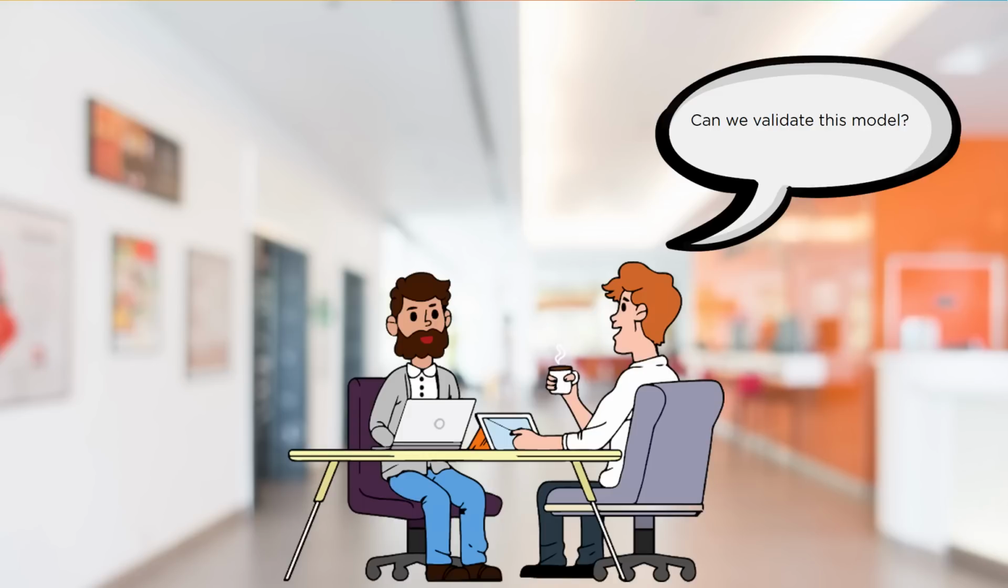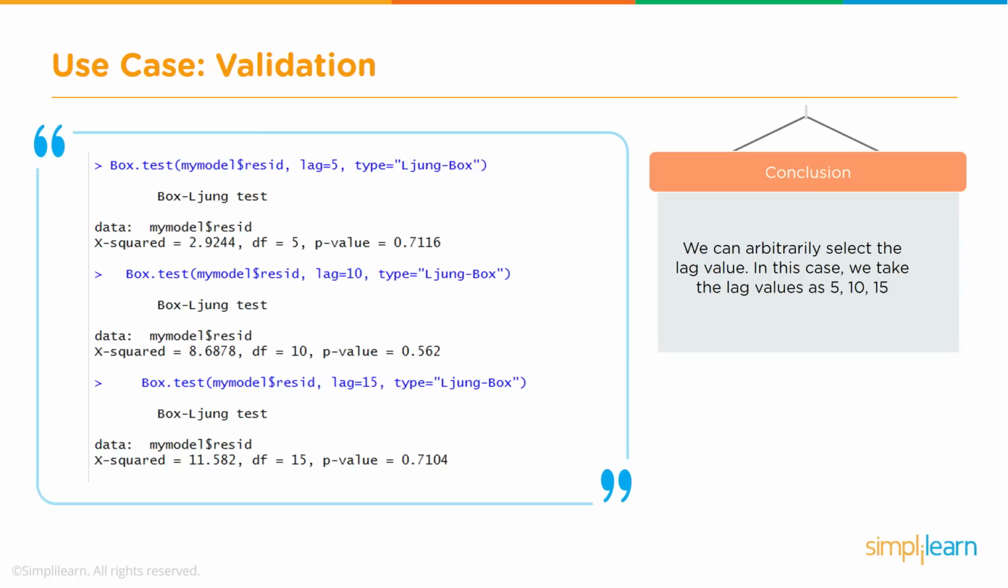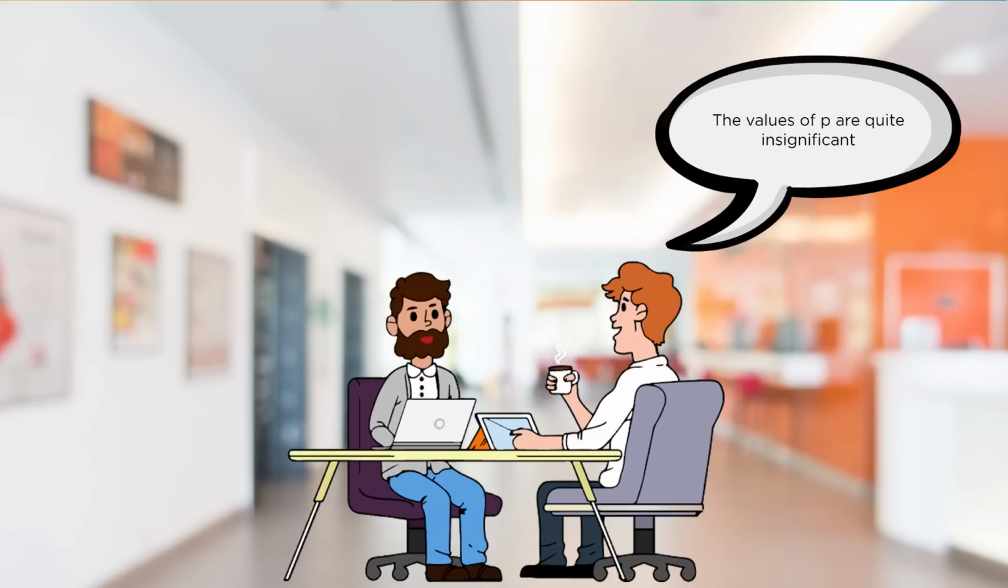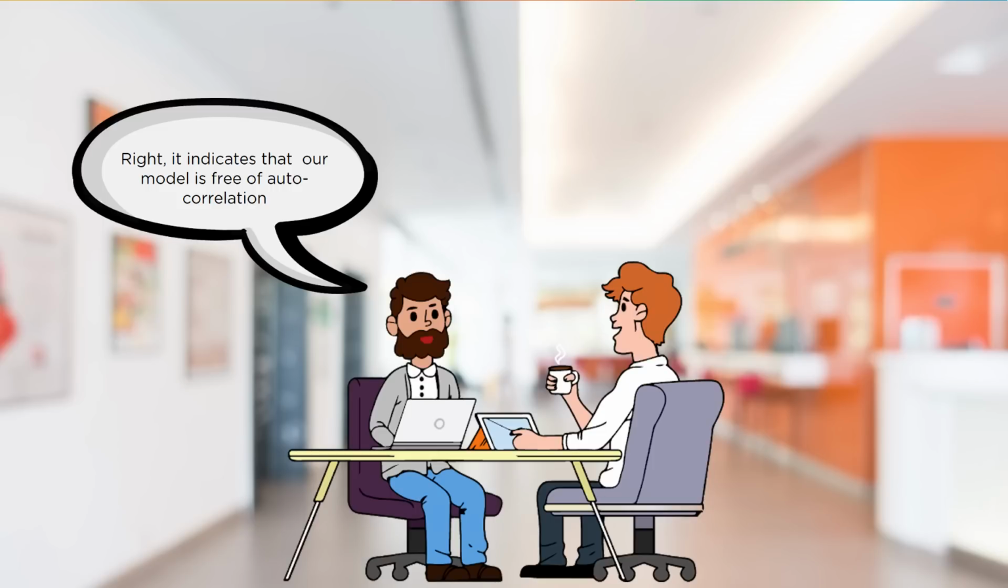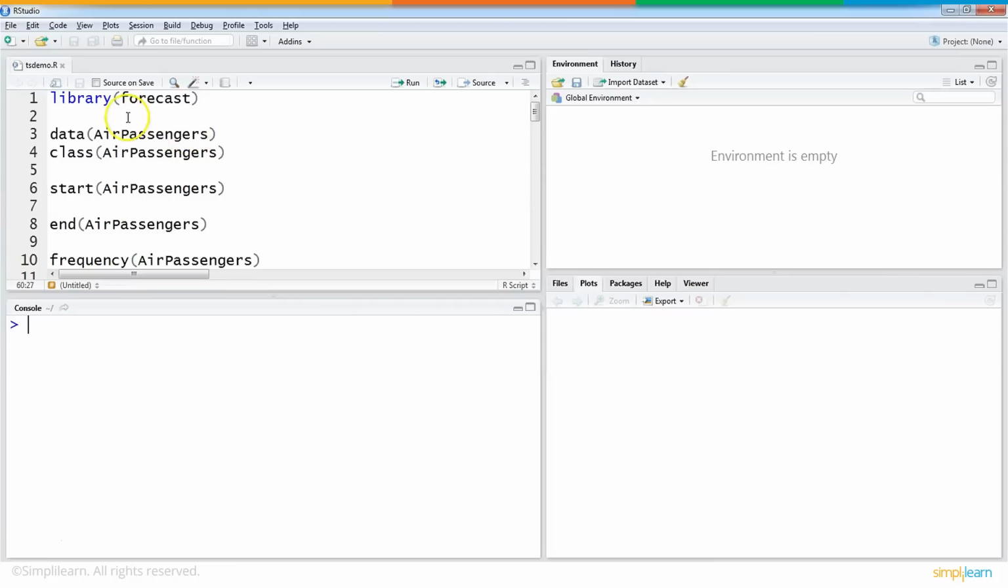And once we have done this, can we validate this model? Yes, definitely we can validate this model. To validate the findings, we use the Ljung-Box test. This is how you call Box.test, and then you pass these parameters, and you will get the values returned, which will tell us how accurate this model is, how accurate the predictions are. The values of P are quite insignificant in this case, and that also indicates that our model is free of autocorrelation. So let's go back into our RStudio and go through these steps in real time.